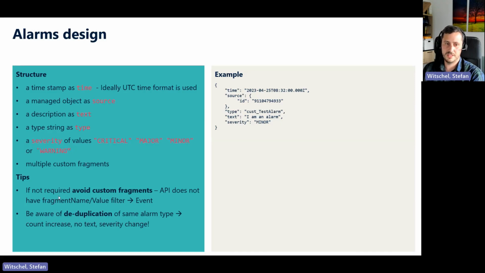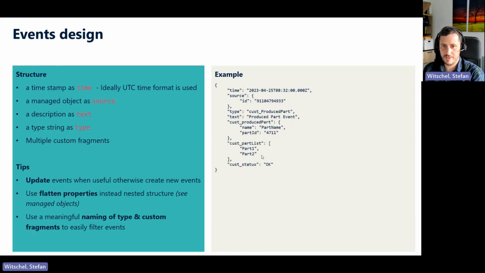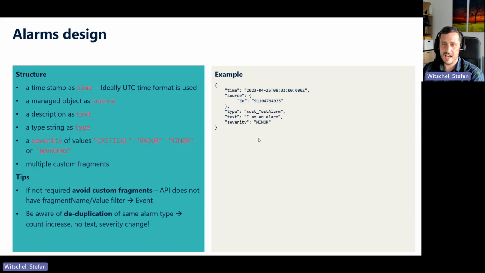If it's not really required to put additional data into the alarms, I would also ask you not to do so, because data retrieval is important here: the API does not provide a fragment value filter for the alarm API. For the event API, we have this kind of filter. So if I just go back, I can filter all the events which have a custom fragment produced part. For the alarms, I cannot filter the alarms which have a custom fragment. So if this is important for your solution and you want to retrieve alarms only with a custom fragment, this is not possible. You should use an event instead. Or you can combine them again: create an alarm, and use an event in addition, and then you can filter the events.